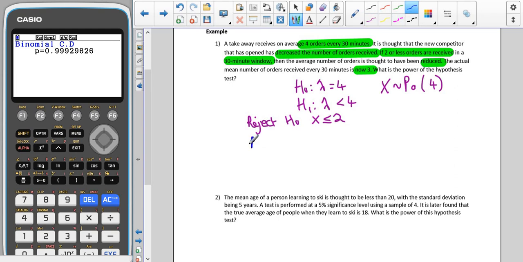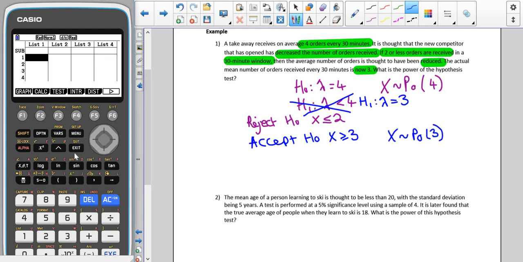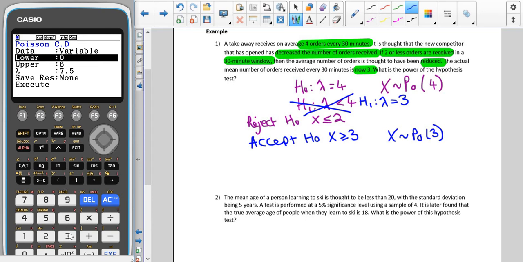From this, we can say that the accept H0 region is that x is going to be greater than or equal to 3. We can replace our H1 because we know that the true mean is 3. So now we are using x follows the Poisson distribution with a parameter of 3, and we're trying to find the probability that x is greater than or equal to 3. So we're going into dist, across to Poisson, PCD. Our lower is 3. Remember that Poisson doesn't have an upper limit, so we're going to have 9999999 for our upper limit. And our lambda is 3.